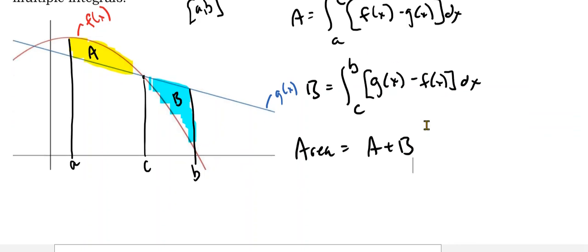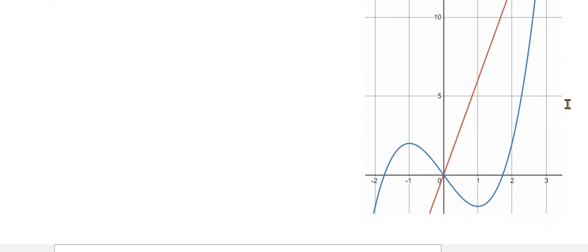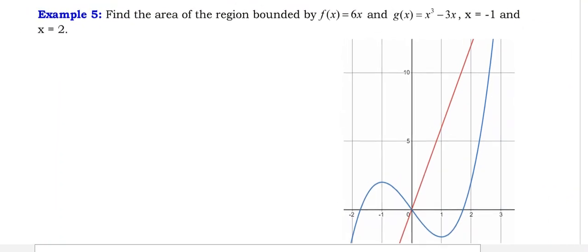So let's do an example. We want to find the area of the region bounded by f of x equals 6x and g of x equals x cubed minus 3x from x equals -1 to 2. So here we have the graph from -1 to 2, and make that a little bit smaller.